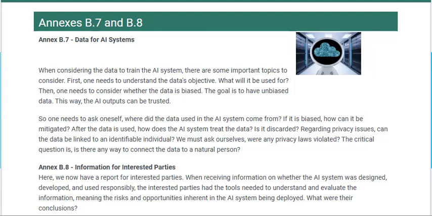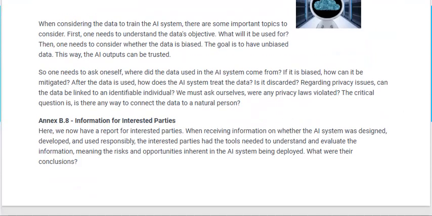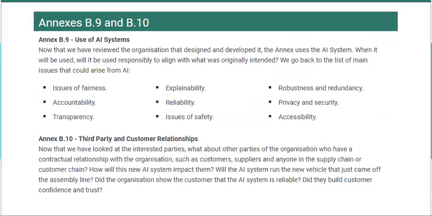Annex B.8 Information for Interested Parties. Here, we now have a report for interested parties. When receiving information on whether the AI system was designed, developed, and used responsibly, the interested parties had the tools needed to understand and evaluate the information, meaning the risks and opportunities inherent in the AI system being deployed. What were their conclusions? Annexes B.9 and B.10.